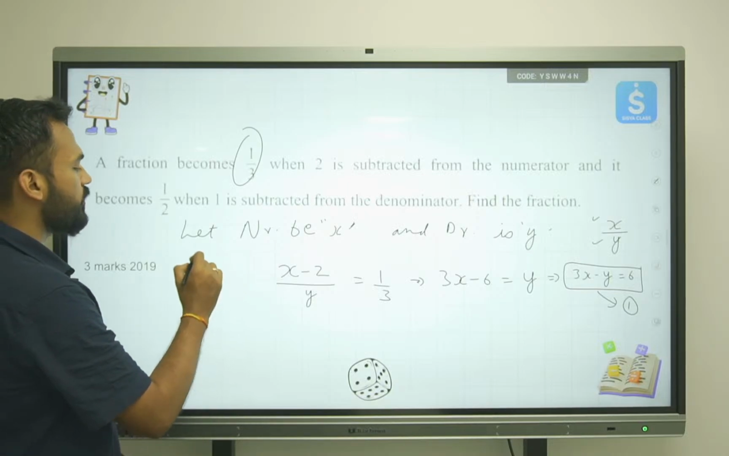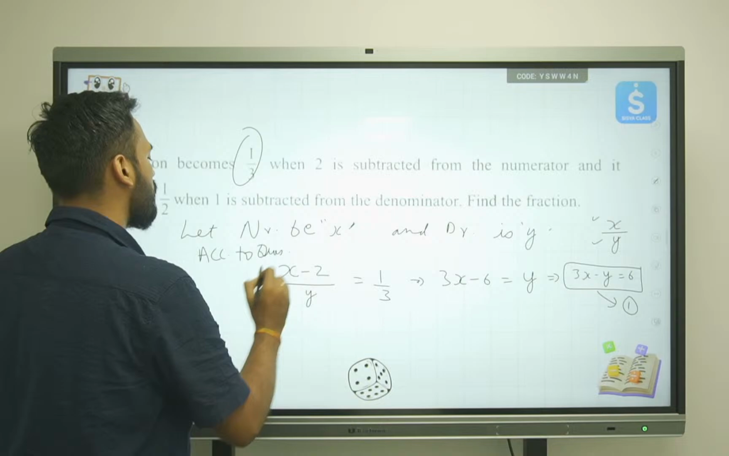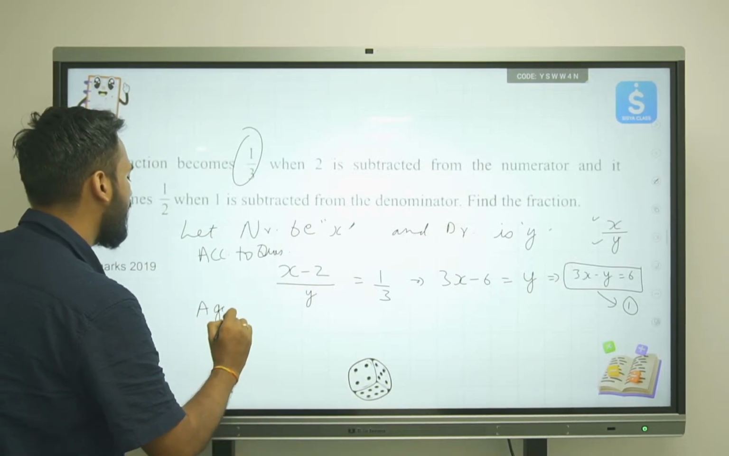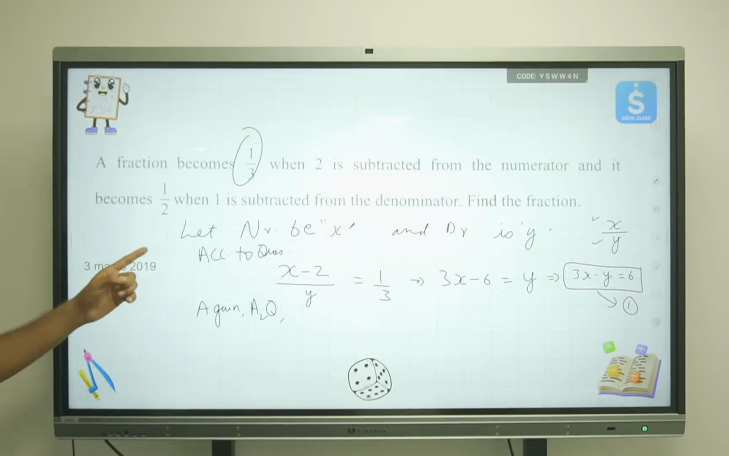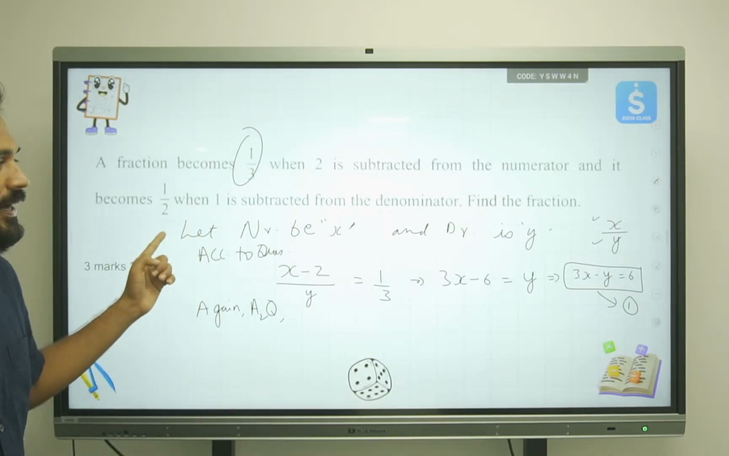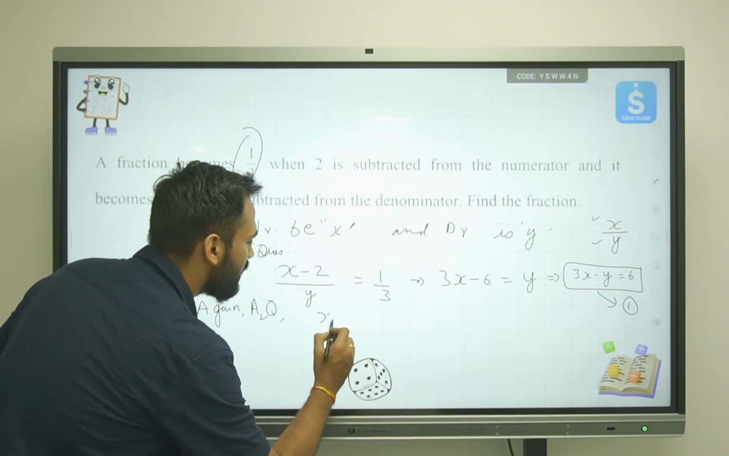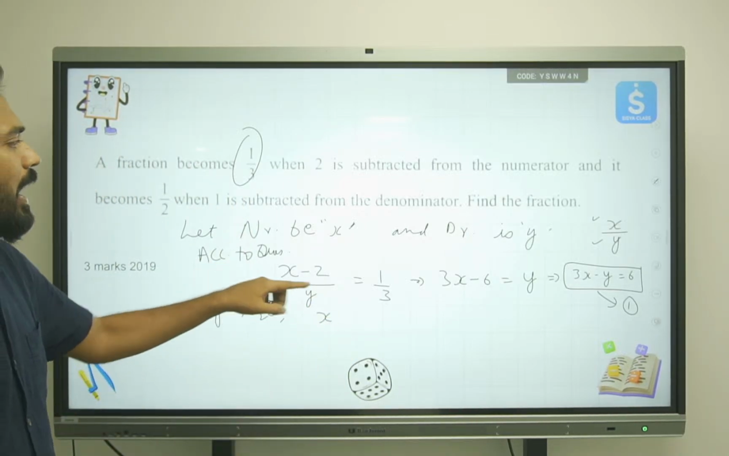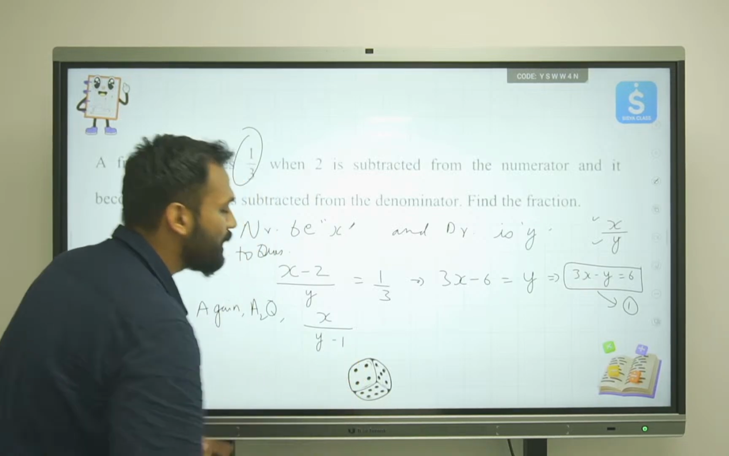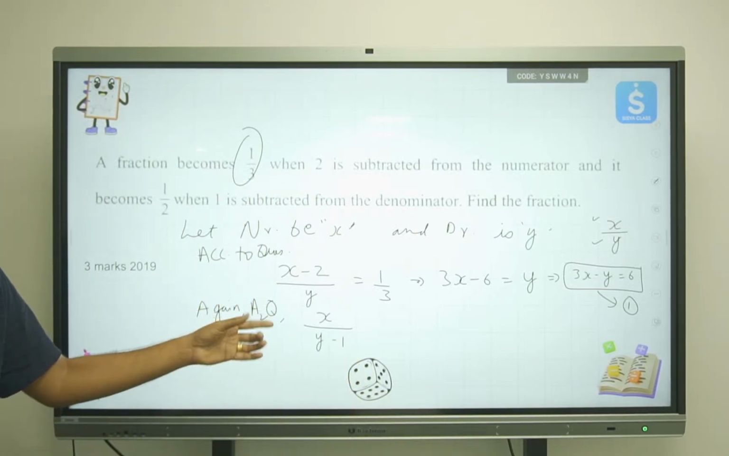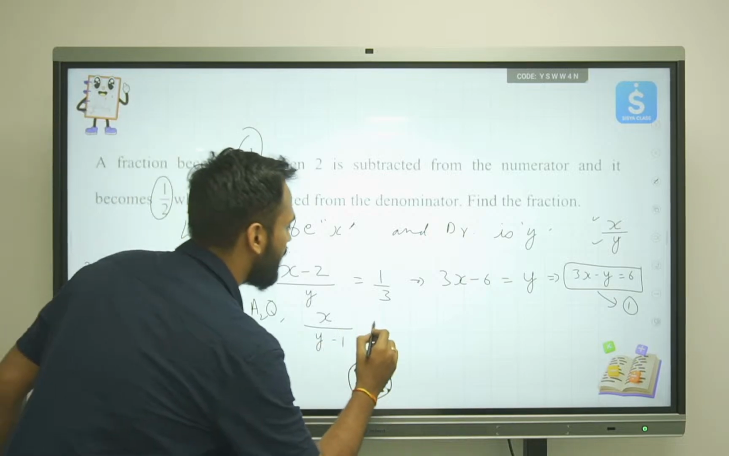Next information. It is also given in the question that it becomes 1 by 2 when 1 is subtracted from the denominator. The numerator remains as it is. If I subtract 1 from the denominator, y minus 1, this complete fraction will no longer be x by y, it will not become 1 by 3, it will become 1 by 2.